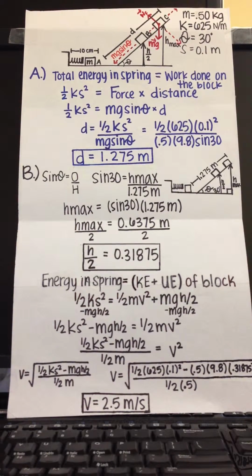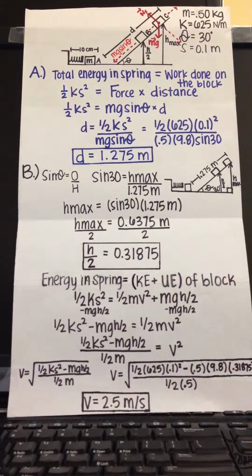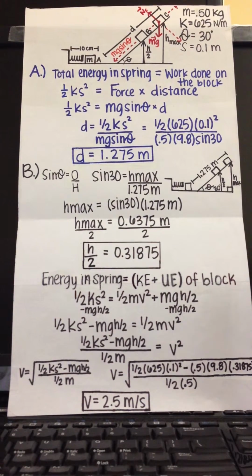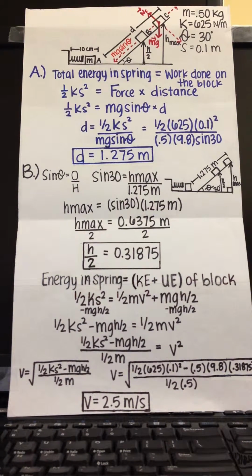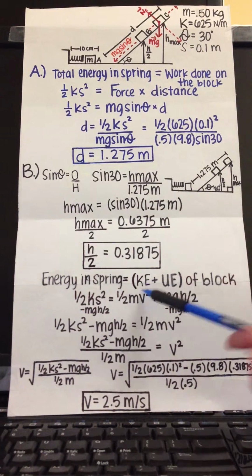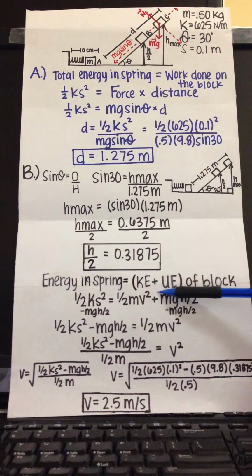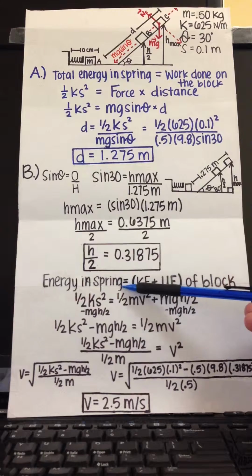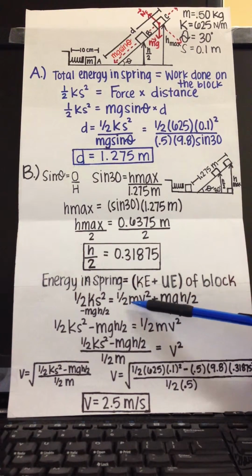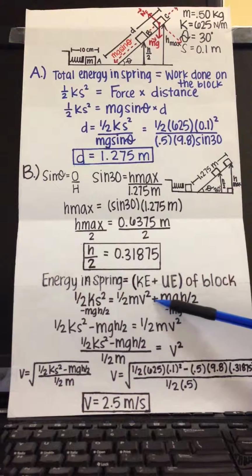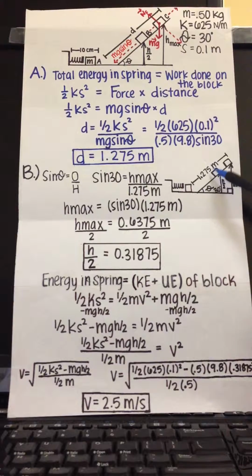And then to find the velocity of the block when it hits h over 2, you have to know that the energy in the spring equals the kinetic energy plus the potential energy of the block. I use the energy conservation relation, which is energy in spring equals kinetic energy plus potential energy. So I use the potential energy of the spring again and set that equal to 1/2 mv squared plus mg h over 2, because we're trying to find the velocity when it hits h over 2.